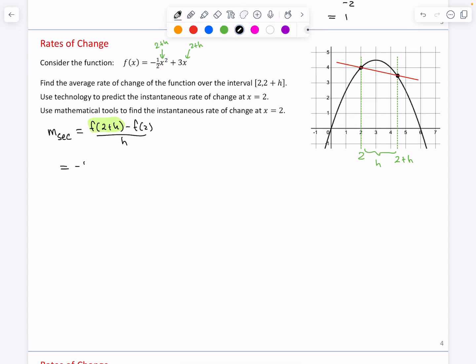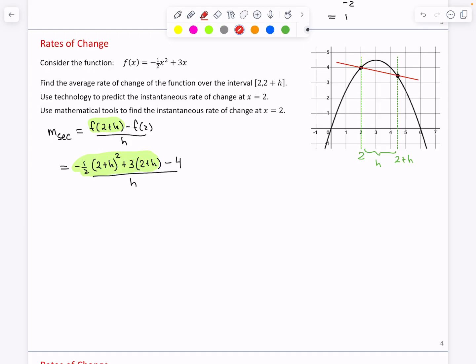So this gives me negative 1/2 (2 plus h) squared, and then plus 3 times (2 plus h). This is the result of doing f of 2 plus h. We still have to remove f of 2, which we've already calculated earlier, and we got 4. So remove 4, and this is all over h.